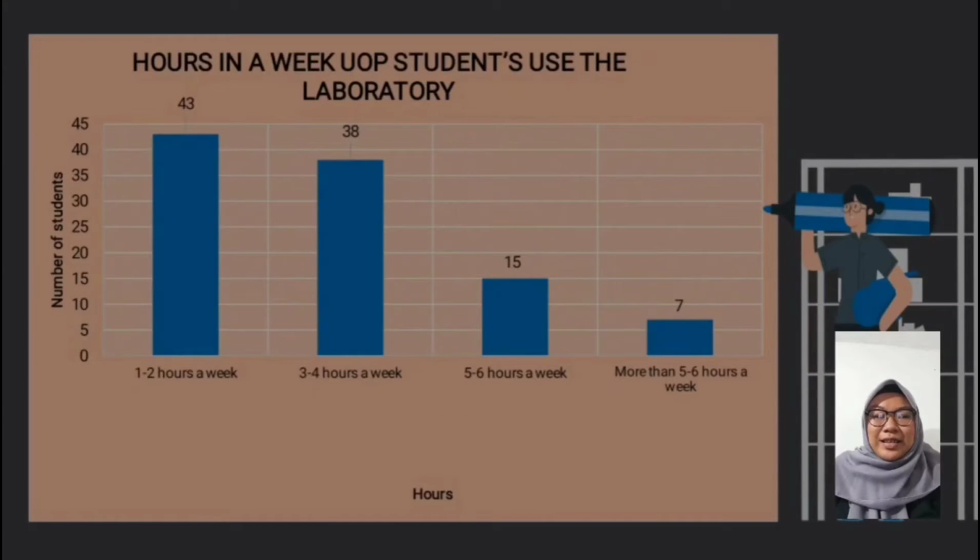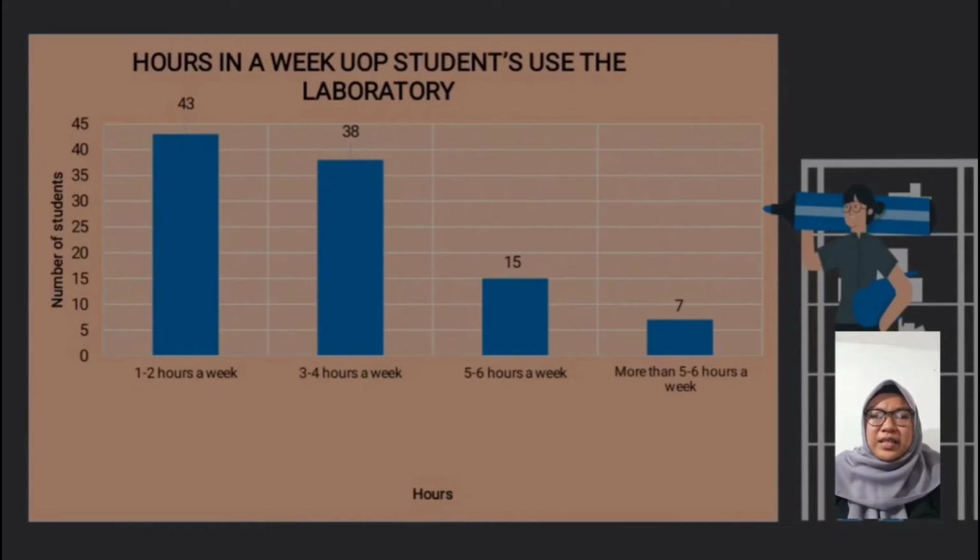The bar graph on the screen shows us how many hours a week Ungku Omar Polytechnic students use the laboratory. The vertical line represents the number of respondents. The horizontal line represents hours. There are 4 segments: 1 to 2 hours a week, 3 to 4 hours a week, 5 to 6 hours a week, and more than 5 to 6 hours a week. 57 students were involved in the survey.